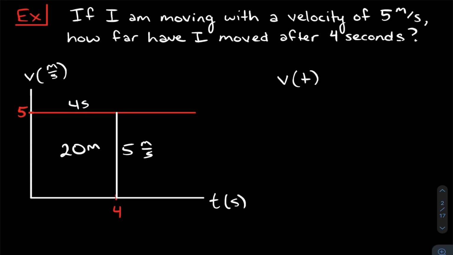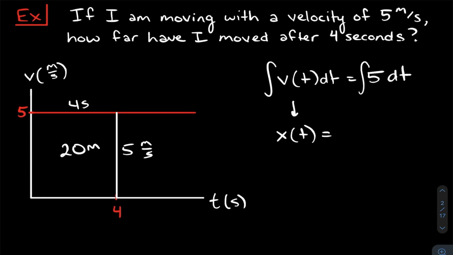Now we know that our velocity function is 5, right? We know that here. The velocity is 5 for every single time t. So what we can do is we can integrate both sides, because the integral of velocity is position. Okay, so we're integrating here. Right, you should know that the derivative of position is velocity, and so when we go backwards, the integral of velocity is position. So we integrate this side here, and we're going to get our position function, which we'll call x of t.